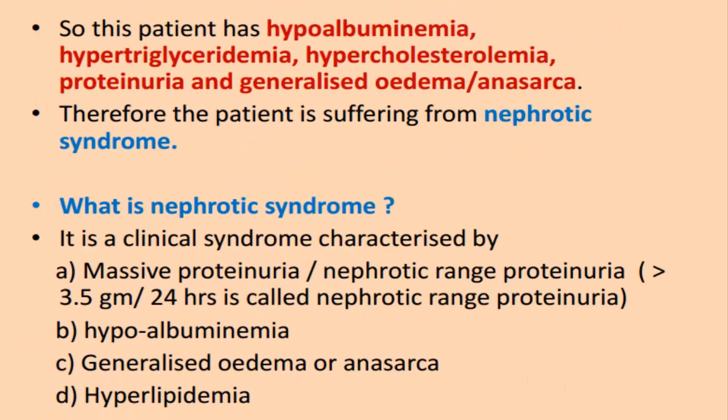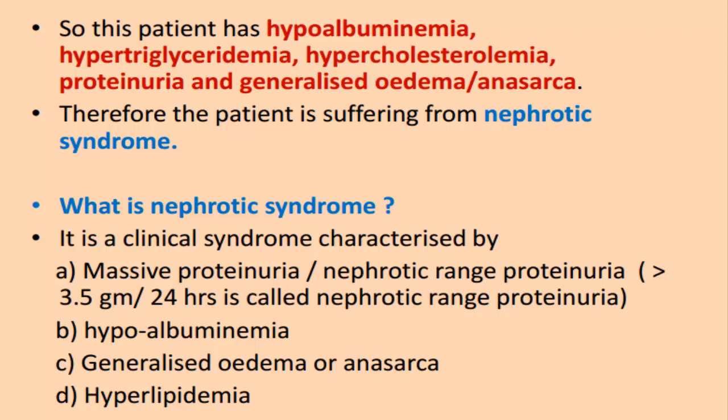So, this patient has hypoalbuminemia, hypertriglyceridemia, hypercholesterolemia, proteinuria, and generalized edema or anasarca. Therefore, the patient is suffering from nephrotic syndrome. So, what is nephrotic syndrome? It is a clinical syndrome characterized by, number 1, massive proteinuria or nephrotic range proteinuria, that is greater than 3.5 gram per 24 hours is called nephrotic range proteinuria.